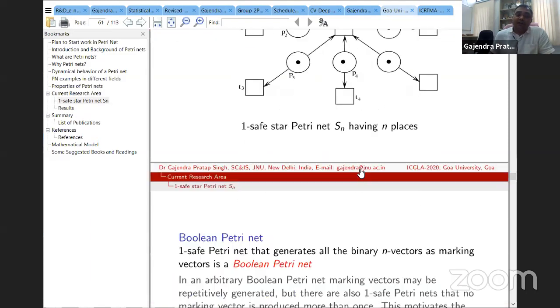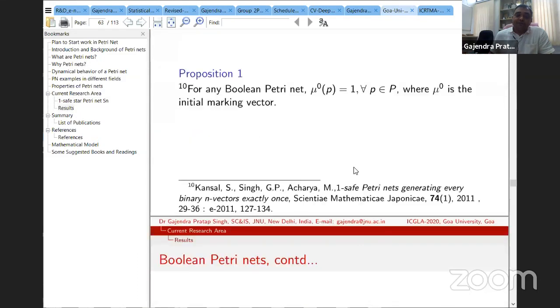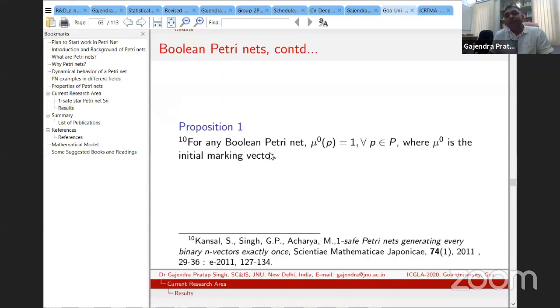Then we proved that for any Boolean Petri net, Boolean meaning any Petri net that generates all the binary vectors in its reachability, mu naught P is equal to 1. That means if we take all markings initially as 1, 1, 1 for all the places, then if the Petri net is Boolean, the mu naught is always 1. The reverse condition we are not able to find, but it is still an open problem.